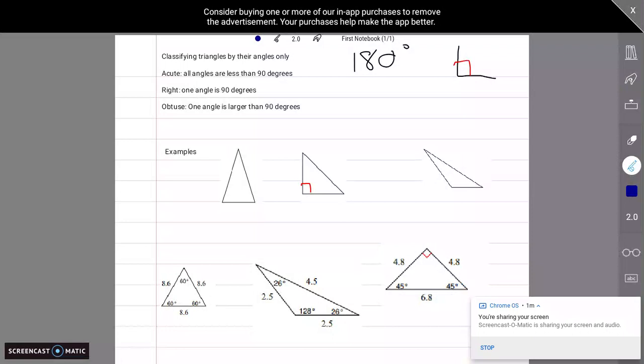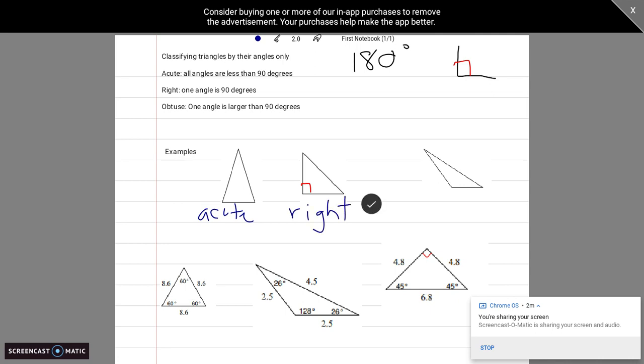So let's go through the first three examples here where we have no real measurements to go off of. For the first triangle, I don't see anything that extends out very far, and I don't see a red box to indicate a right angle. So this is going to be an acute triangle. Let's look at the next one. Because we have that red box there, that tells me that this is a right triangle, and it is automatically a right triangle.